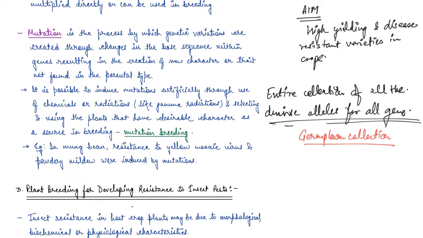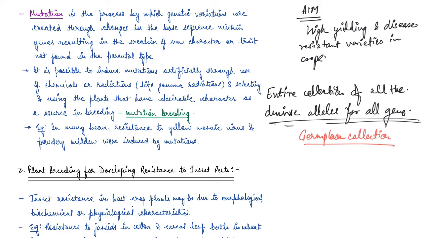So basically, we have heard about mutation. Mutation is nothing but genetic variation which is created through changes in the base sequence of a gene, right? So it is possible to induce mutation artificially through, say, the use of chemicals and radiations, by selecting the plants that have desirable characters as a source of breeding, right? This type of breeding is known as mutation breeding. So in moong bean, resistance to yellow mosaic virus and powdery mildew were induced by mutation. So remember the example for your boards exam, right?